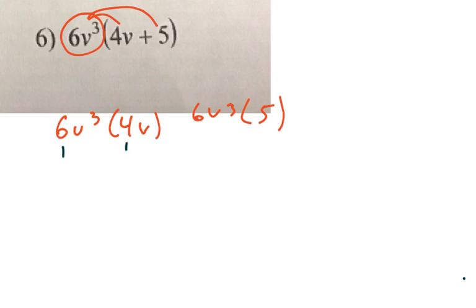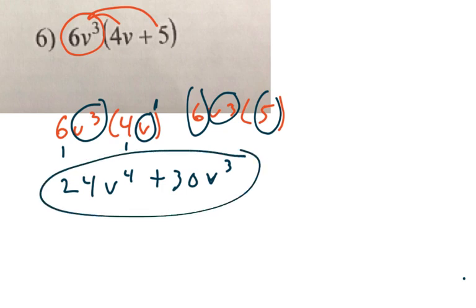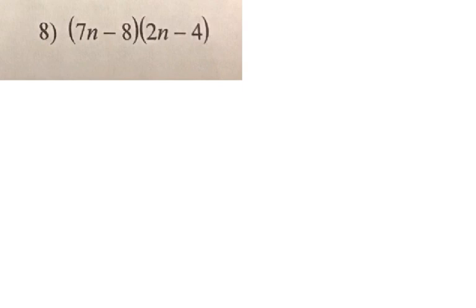I know that the 6 and the 4 is 24. The v^3 times the v^1 is v^4. When multiplying, we add exponents. 6 times 5 is a 30 with a v^3. Don't forget the v^3 in this case. Distributive property, guys.